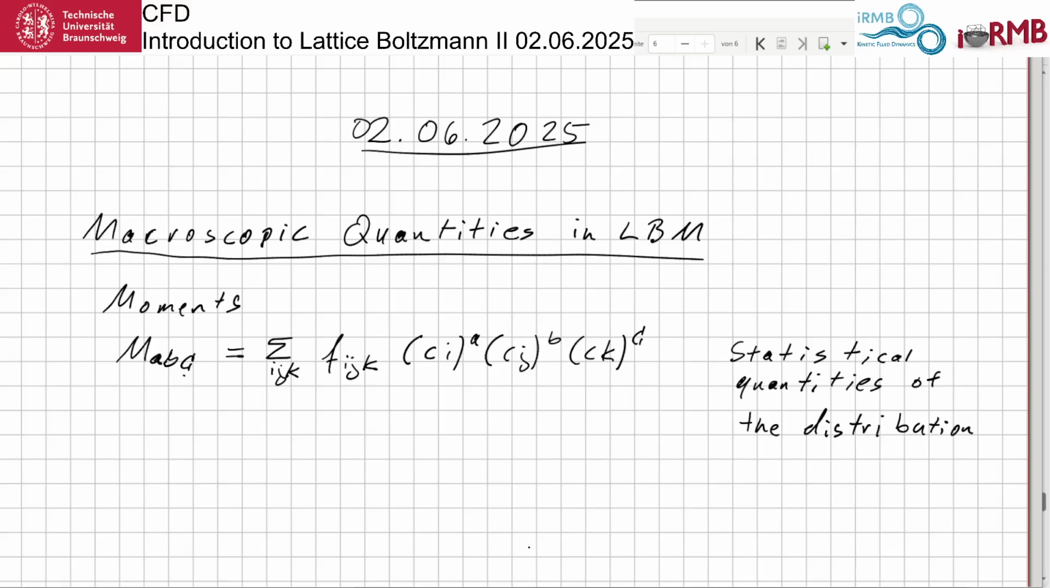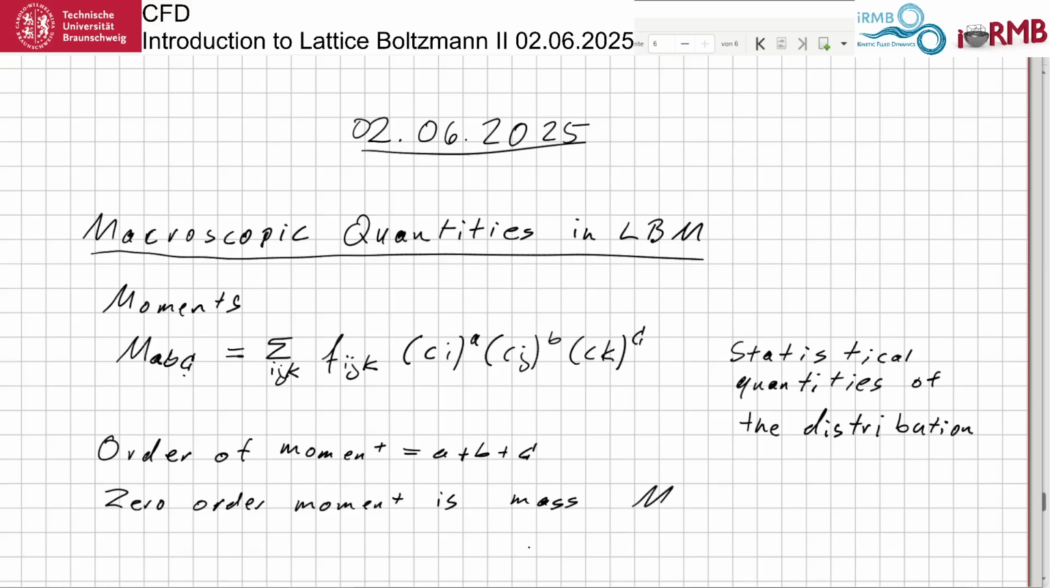A few things to remember, because we are going to talk about this. There is an order of a moment, and the order of the moment is the sum of its indices. So the zero order, there's only one zero order moment. It is the mass, m000, and this is written as rho.